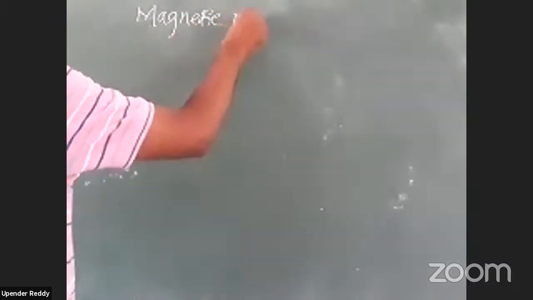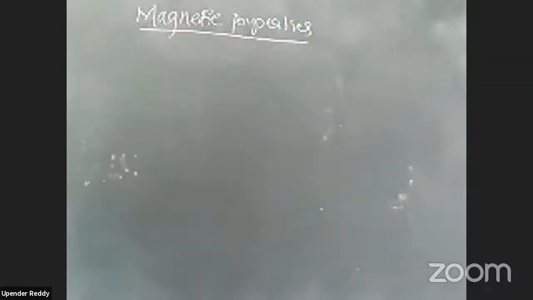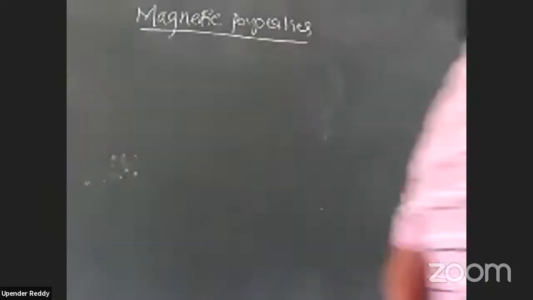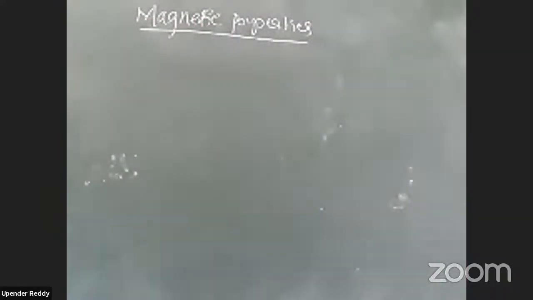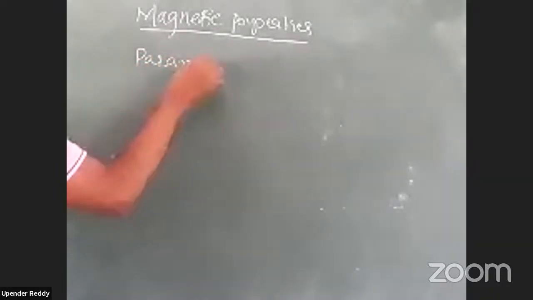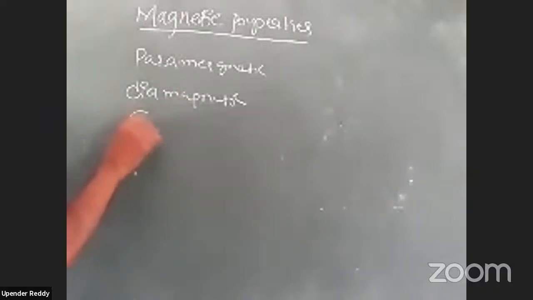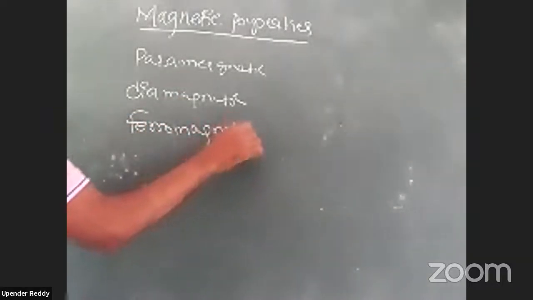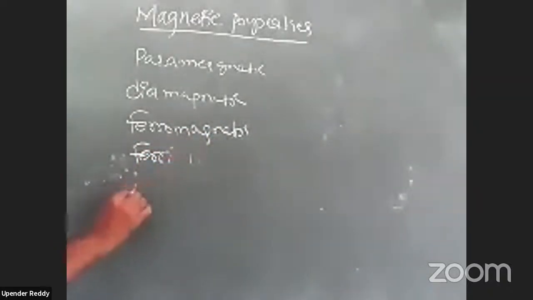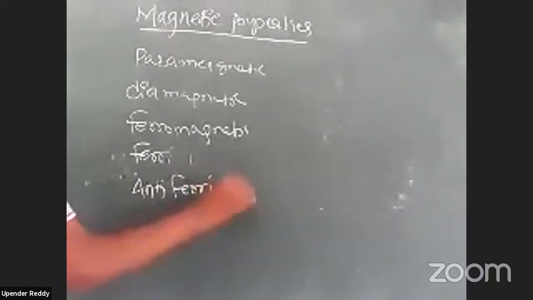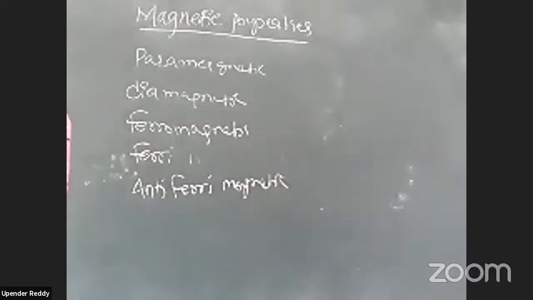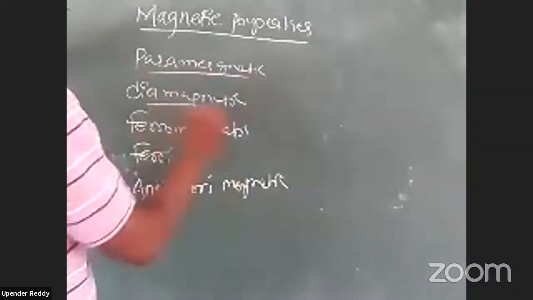No doubts. So I am going to continue with magnetic properties first of all. Magnetism completely depends upon the electrons. Which is paramagnetic, which is diamagnetic? In magnetic properties, we have paramagnetic compounds, diamagnetic compounds, ferromagnetic, ferrimagnetic, and antiferromagnetic. So there are 5 types of compounds.